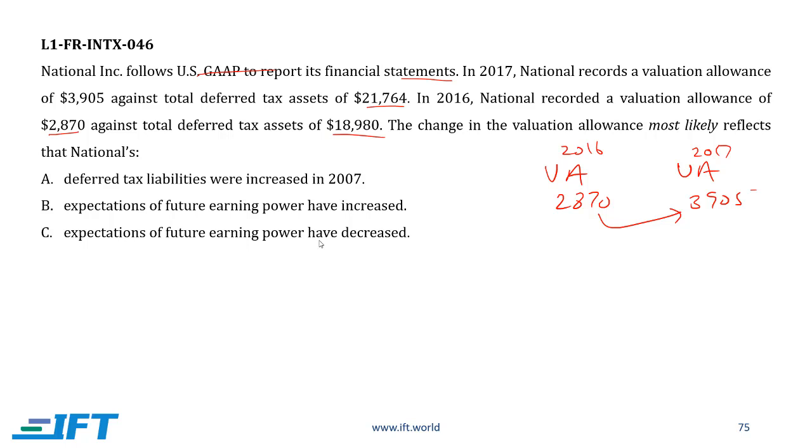Then what's the correct option? Expectations of future earning power have decreased. Yes, if your future expectation is reduced profitability or reduced net income or earnings, what do we do? We increase our valuation allowance and decrease what? Deferred tax assets.